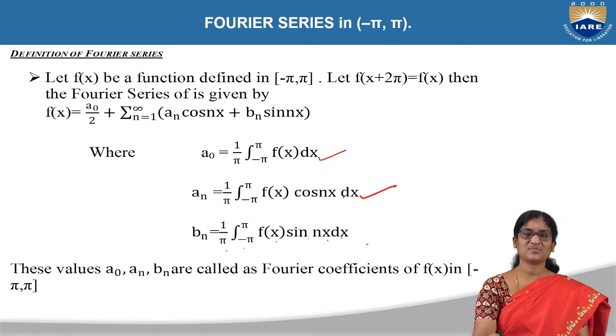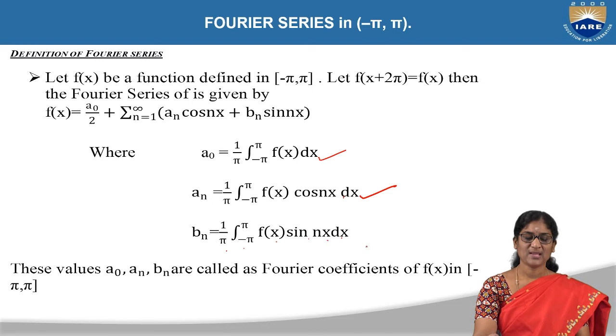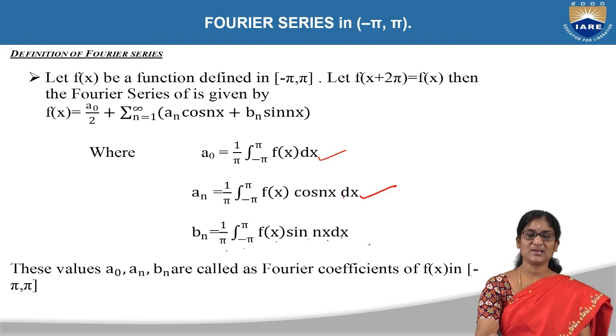Fourier series problems hang on a single concept. In all the problems there is only a little change in the intervals, and we need to do only one thing, that is finding the Fourier coefficients. Then we resubstitute in the given formula to get the infinite expansion for the given function. Here a naught, an and bn are called the Fourier coefficients.